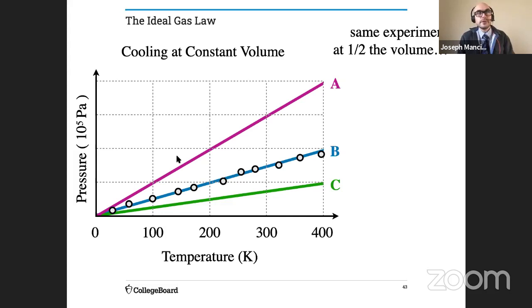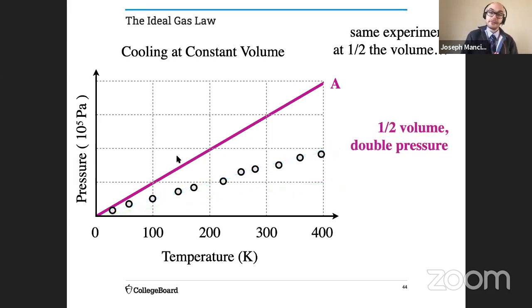Well, the ideal gas law says PV equals nRT. And if n is not changing, T is not changing, reducing the volume increases the pressure. So half the volume means double the pressure.